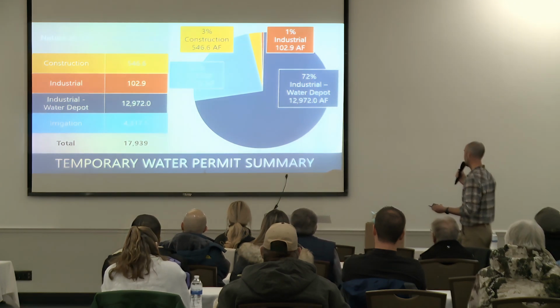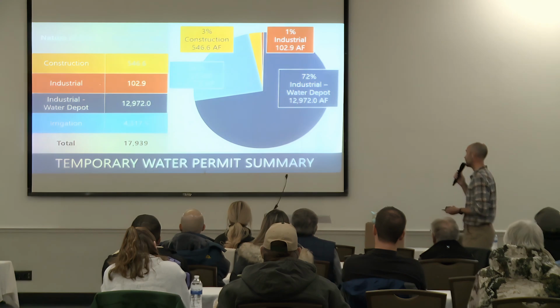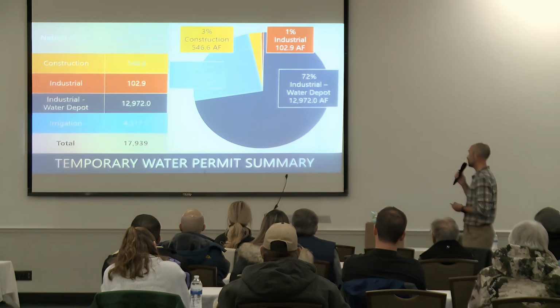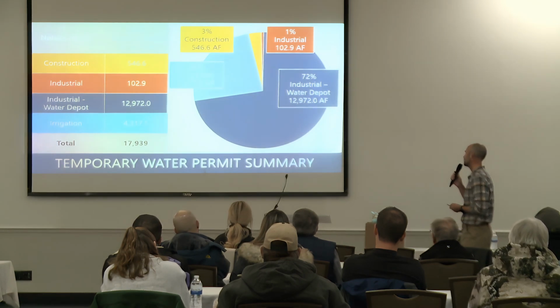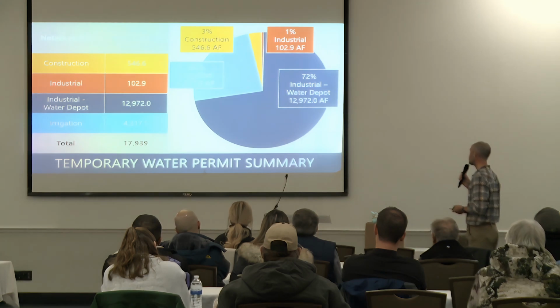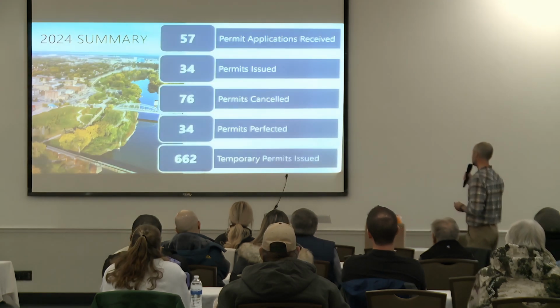Another component that we mentioned for water use is our temporary water permits. The predominant use for our temporary water permits is industrial water depot use, followed by irrigation, and then construction, and then industrial, which would usually be for aggregate washing or some other industrial use.